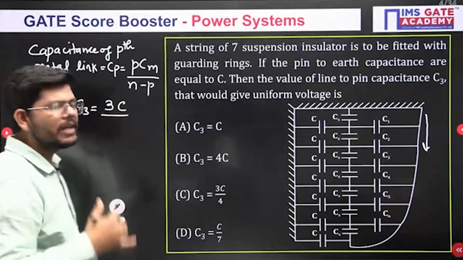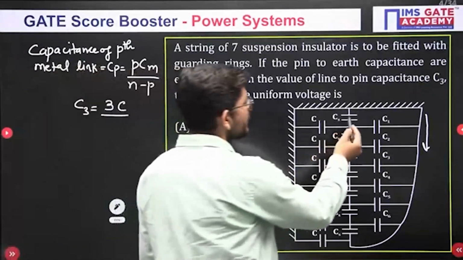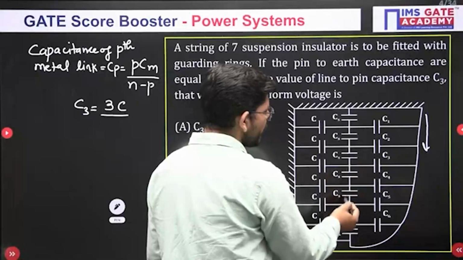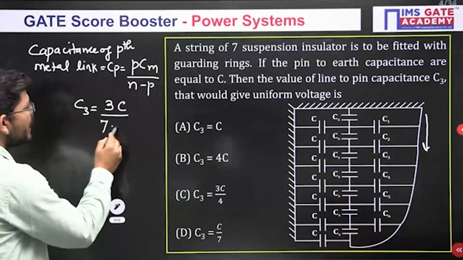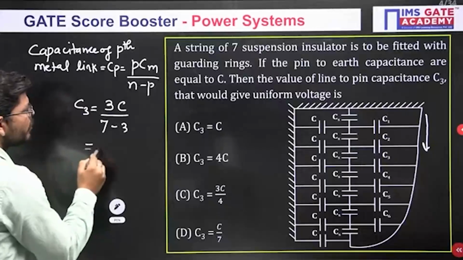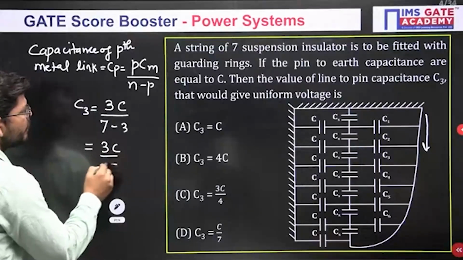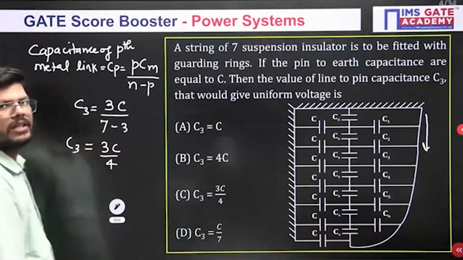N is total number of discs. So how many discs we are having? 1, 2, 3, 4, 5, 6 and 7. Okay. So 7 discs we are having, minus P again is 3. So what you will be getting? You will be getting 3C by 4. That will be the value of C3.